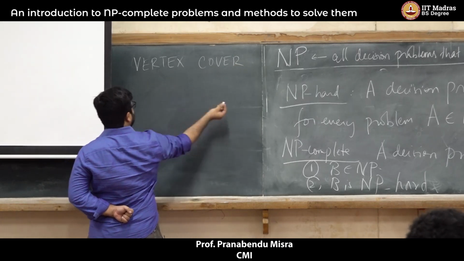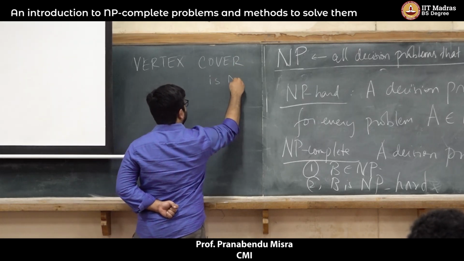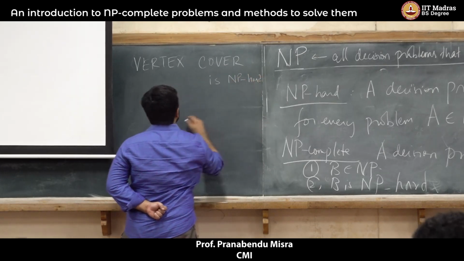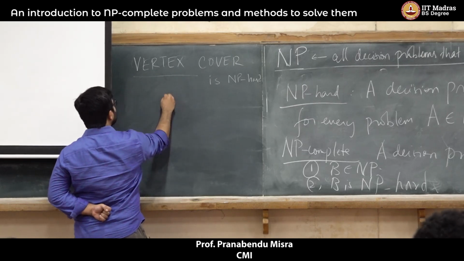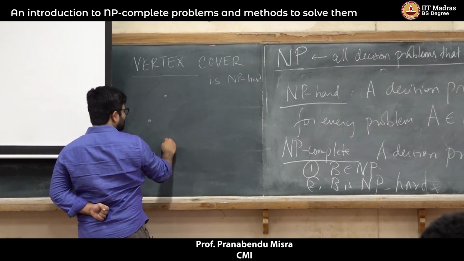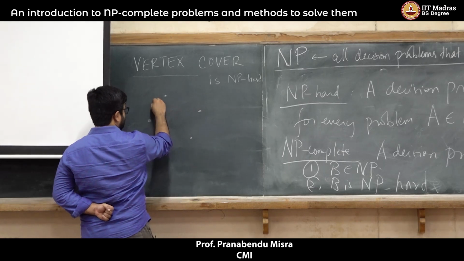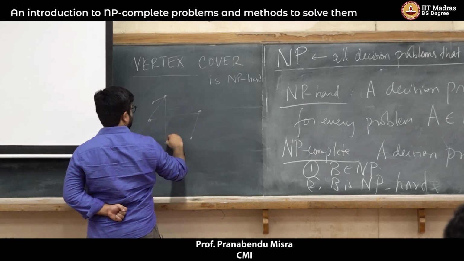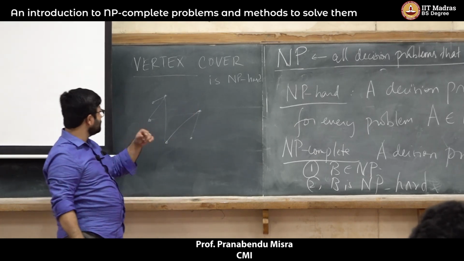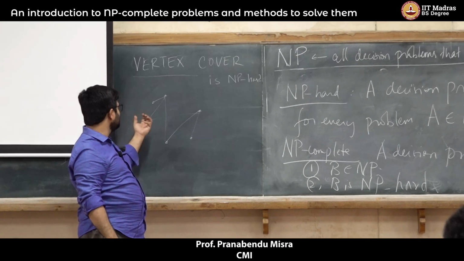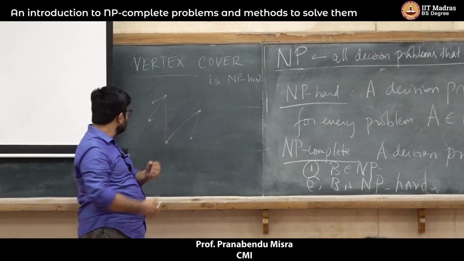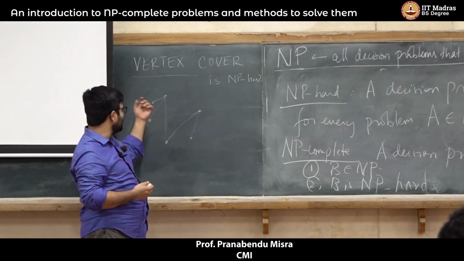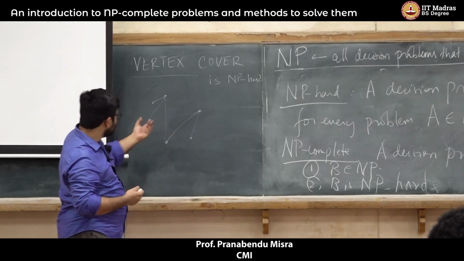is NP hard, right? So what is this problem? Just to remind you, there will be some graph. A graph consists of some vertices and some edges. Right? So an edge is a pair of vertices. You want to select a minimum sized subset of vertices that will hit every edge.